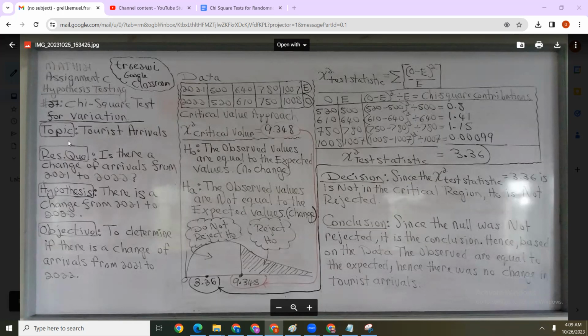So the topic here for this scenario is tourist arrivals. And the research question is: is there a change of arrivals from 2021 to 2022? And the hypothesis, which is a response to the research question, because the question is asking, is there a change? So then you can possibly respond by saying there is a change from 2021 to 2022. You can say there is, or you can say there is not. So this hypothesis chooses to say that there is a change. So the objective is to determine if there is a change of arrival from 2021 to 2022.